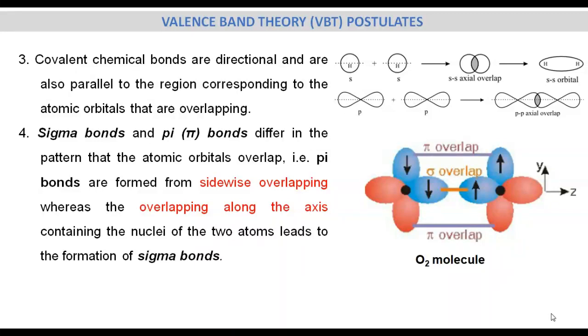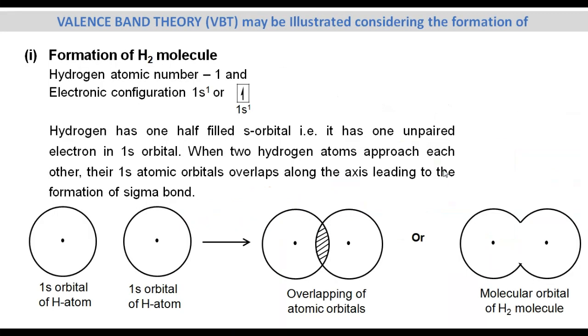The fourth postulate is that the sigma bond and the pi bonds differ in the pattern in which the atomic orbitals overlap. Pi bonds are formed from sidewise overlapping. You can see here the sideways overlapping: the py orbital of one atom and the py orbital of another atom overlap, giving us a pi bond. And if the overlap is axial, or head-to-head, this leads us to produce a sigma bond. It is also called sigma overlap. So this is all about the postulates of the valence bond theory.